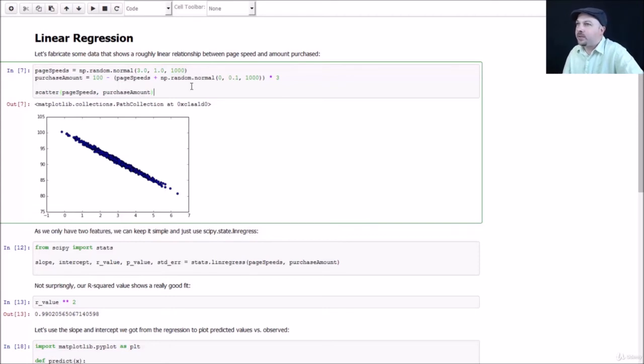So all I've done here is make a normal distribution of page speeds centered around 3 seconds with a standard deviation of 1 second, and I've made the purchase amount a linear function of that. I'm making it 100 minus the page speeds plus some normal random distribution around it times 3. And if we scatter that, we can see that the data ends up looking like this.